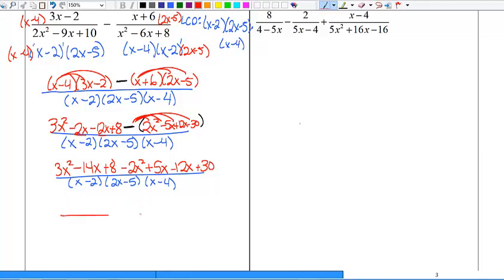I have in the numerator, let's see, 3x squared minus 2x squared, that's 1x squared. Negative 14 plus 5x is negative 9, and negative 9 minus 12 is negative 21x. And then 8 plus 30 is positive 38. The denominator again comes down.